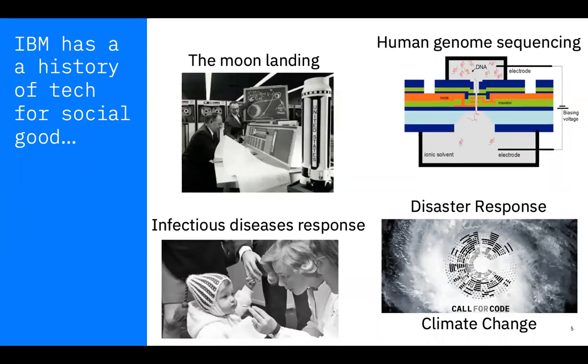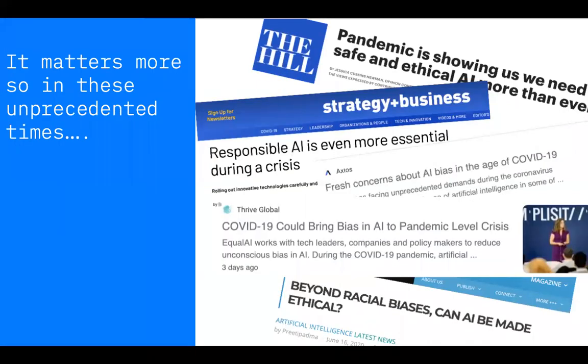Definitely another focus as part of that Call for Code has been climate change. This year, in the past, we tackled disaster response. So this is part of IBM's DNA. And it matters more so in these unprecedented times, right? If you Google for responsible AI in the current times, you will see multiple articles coming in because of the current crisis. Why does it become all the more relevant, right? Why do we need responsible AI? Why do we need trusted AI?